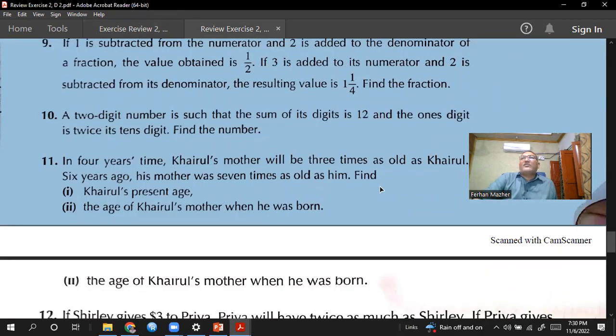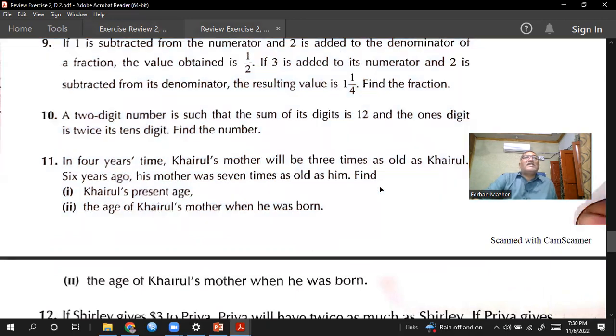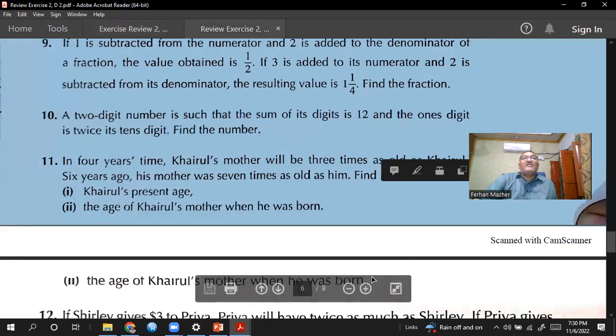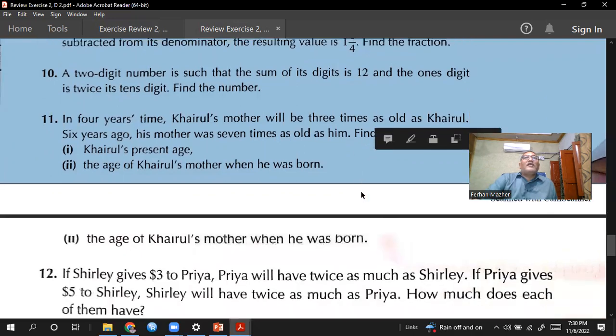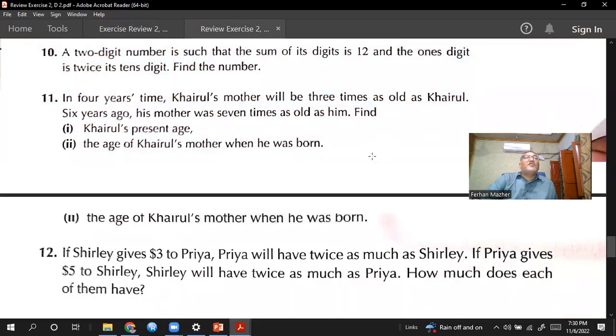Okay, so we are going to the next question. He says, in 4 years' time, Carol's mother will be 3 times as old as Carol. 6 years ago, his mother was 7 times as old as him. Find Carol's present age. So we will suppose that Carol's present age is X, and his mother's present age is Y.